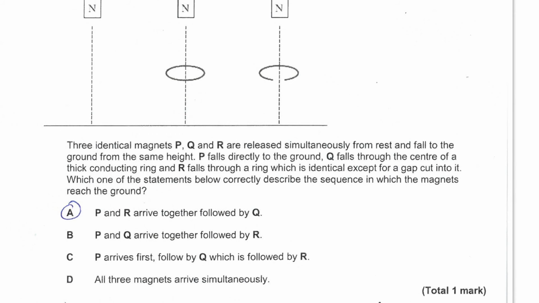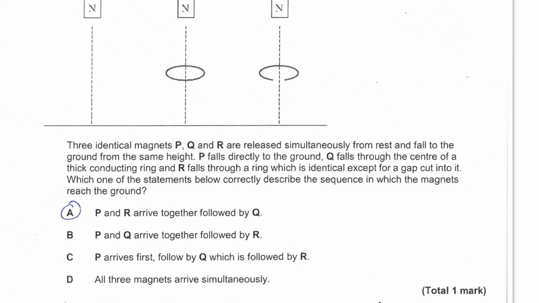In the second magnet Q, there will be an induced EMF in this coil. That will lead to a current flowing. The current flowing will generate a magnetic field, and that magnetic field will oppose the motion of the magnet. So that will lead to a delay in arrival of Q. So Q will arrive later than P.